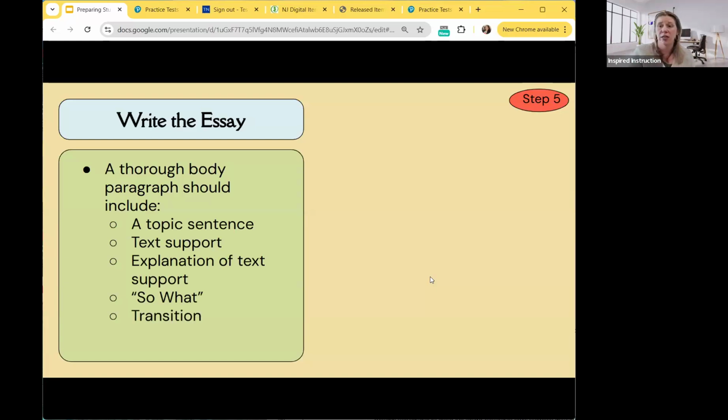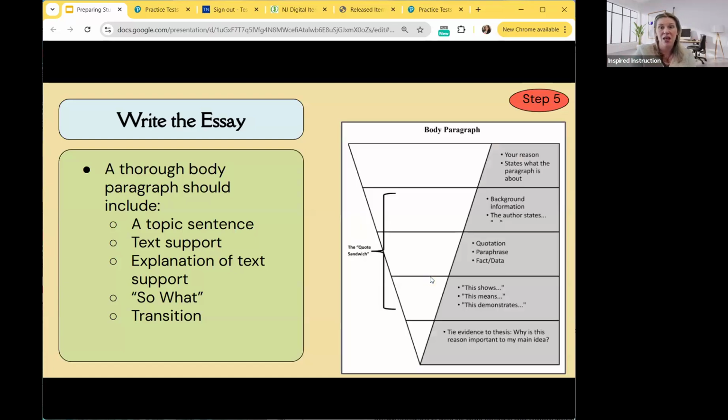And then transitions. Teaching my kids transitions, that was another anchor chart that I had on my wall. Transition words, especially for my multilingual learners, that was a tough one. They didn't quite understand the purpose of transition sentences or transition words. So that was something that I explicitly taught lessons about and always had an anchor chart up in my classroom on it.